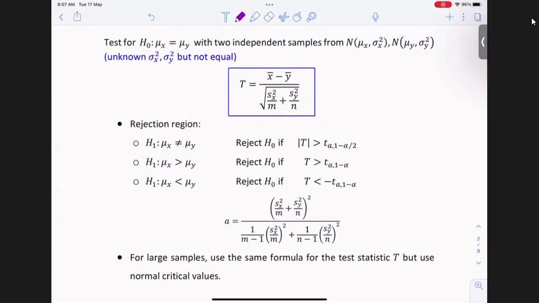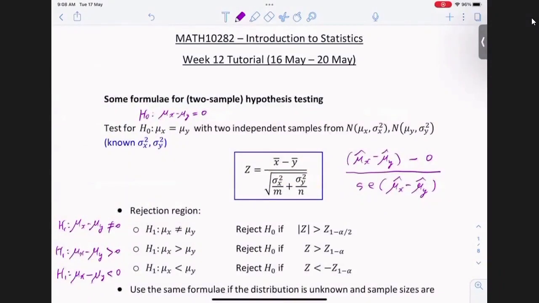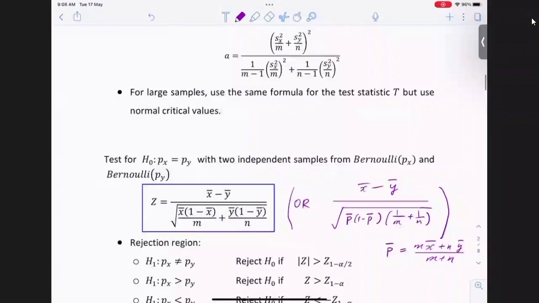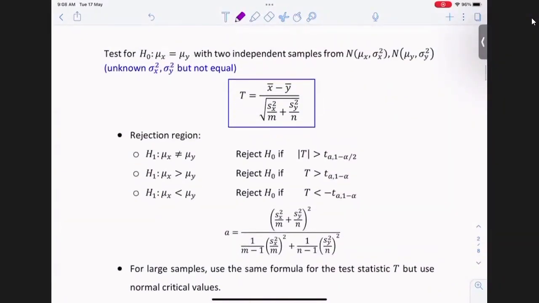Now, in case the population variances are unknown and you cannot assume them to be equal, for different population variances, then we need to estimate them separately. We cannot pool them together to have a single common estimate. Then the t-test statistic will take the same form as the z-test statistic, which is this one. But the population variances are unknown, so they are replaced by the sample variances. And the rejection region will also be based on the t quantiles.